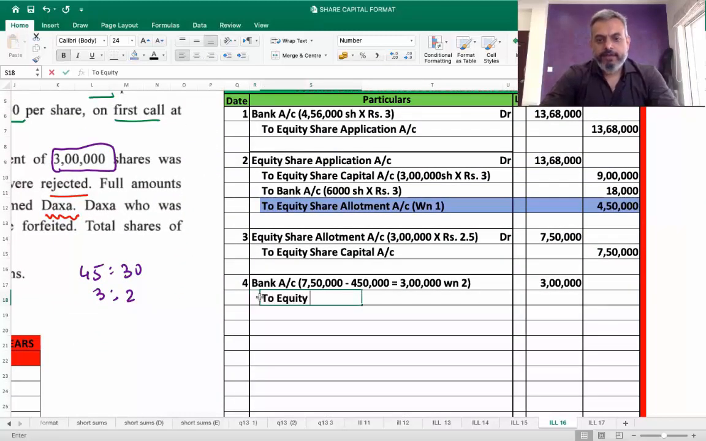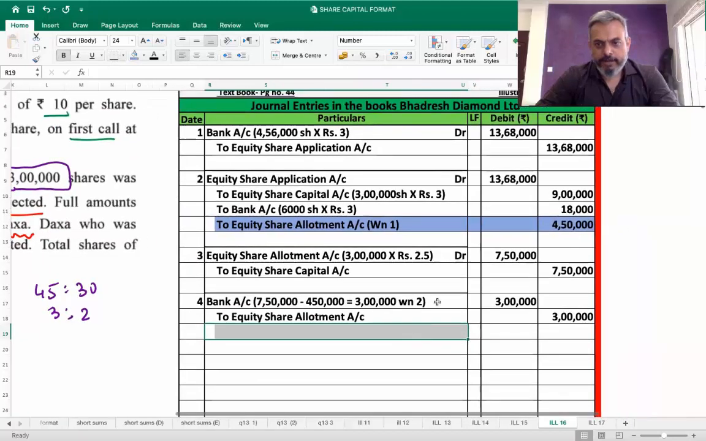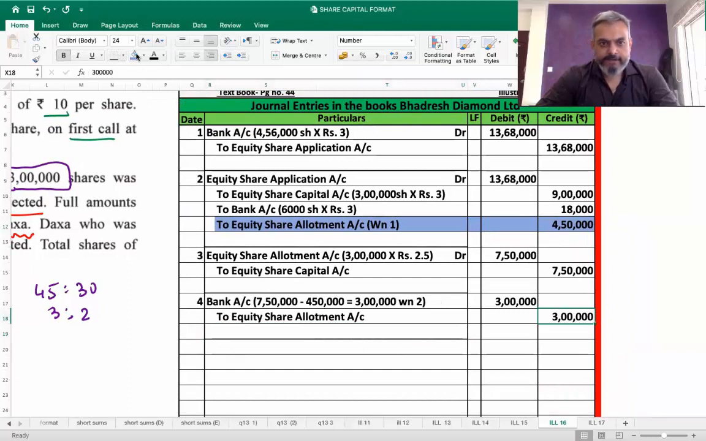To equity share allotment account, 3 lakhs. Let's check allotment account: 4 lakh 50, 3 lakh, 7 lakh 50 credit and 7 lakh 50 debit.